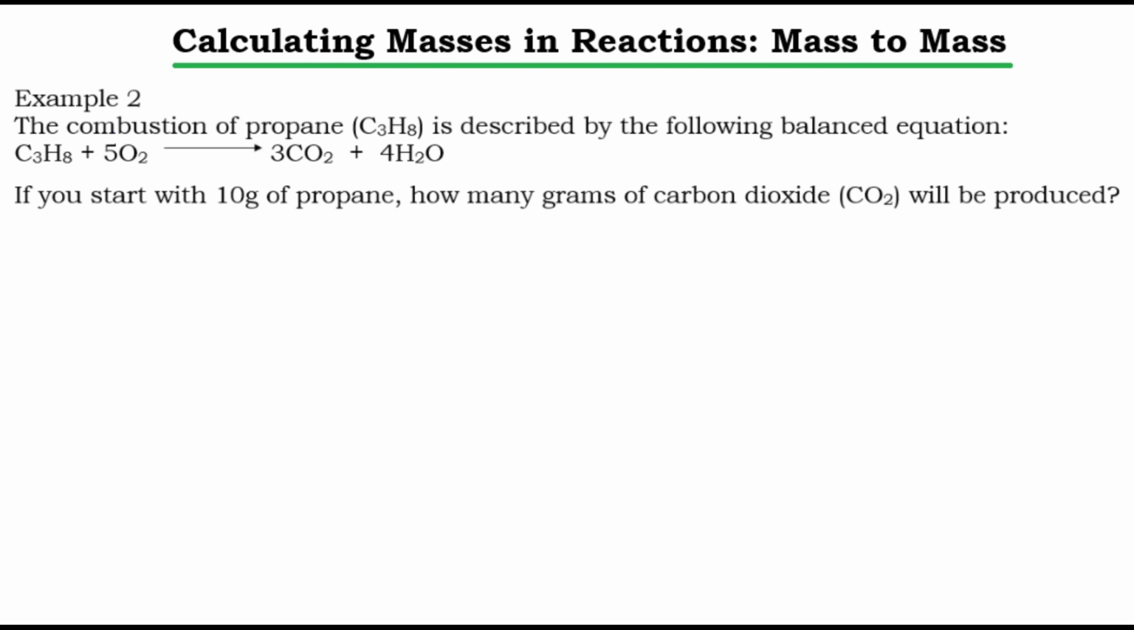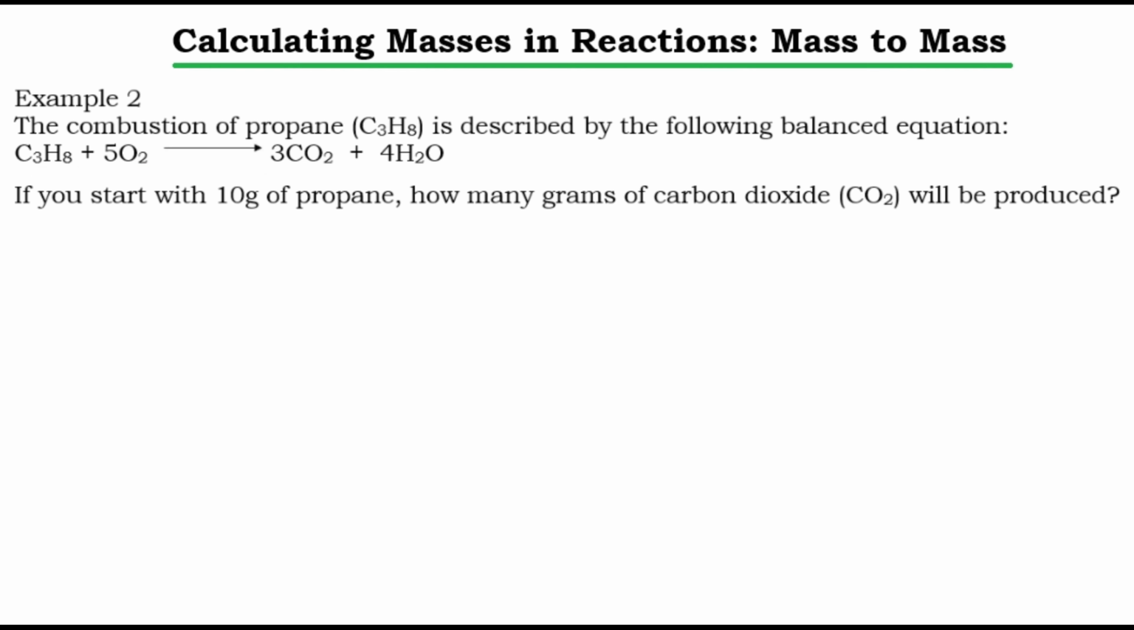Let's look at example number 2. The combustion of propane is described by the following balanced equation. Propane plus oxygen gives us carbon dioxide plus water. If you start with 10 grams of propane, how many grams of carbon dioxide will be produced? So we first ensure that our chemical equation is balanced. We can see that it's balanced.